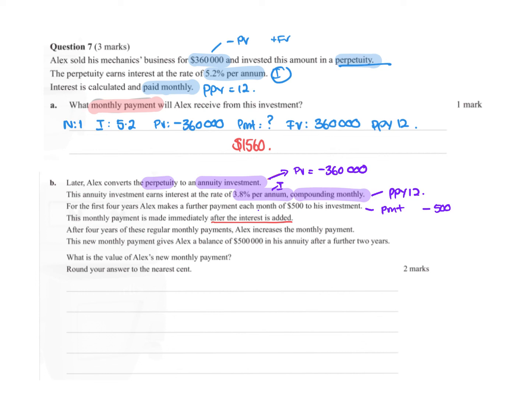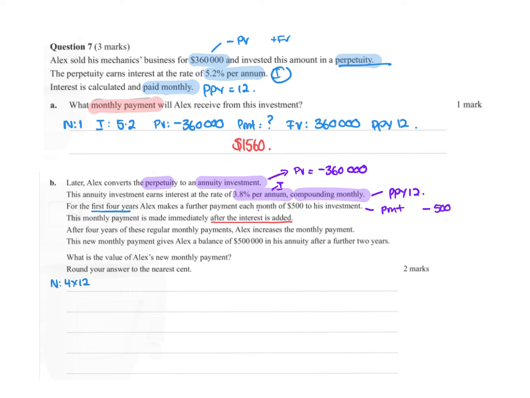After 4 years of these regular monthly payments, Alex increases the monthly payment. This new monthly payment gives a balance of 500,000 in his annuity after a further 2 years. What's the value of his new monthly payment? So this is like a change of scenario. So the first thing we want to do is know what he still has in his investment after these first 4 years. So I'm going to go into Finance Solver.